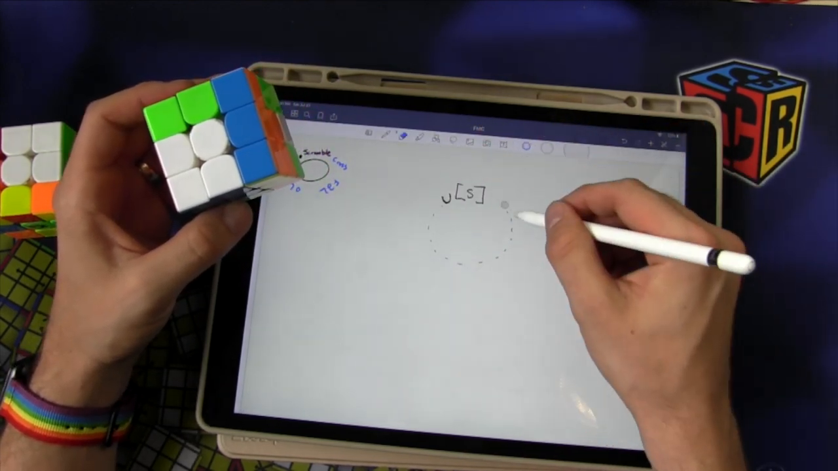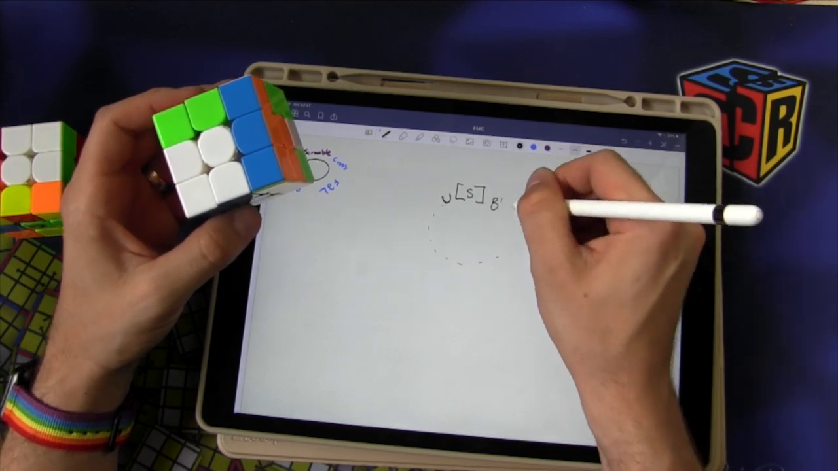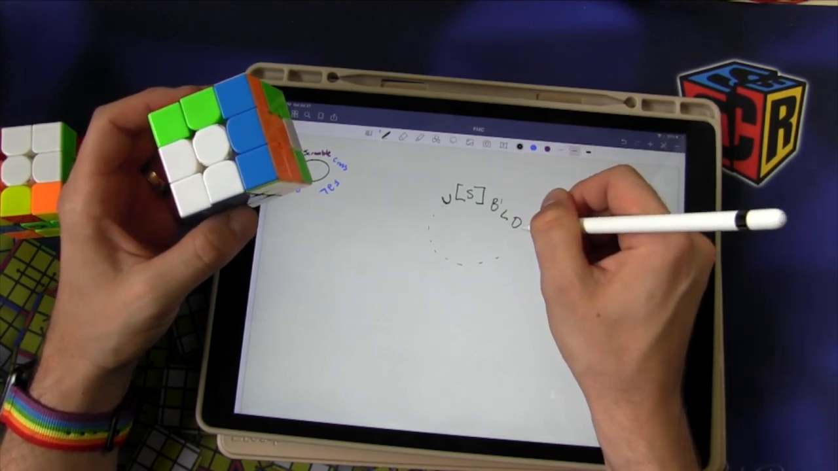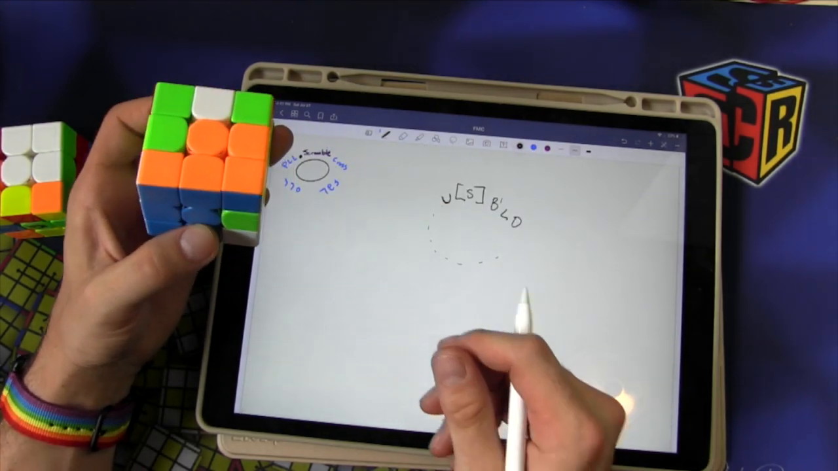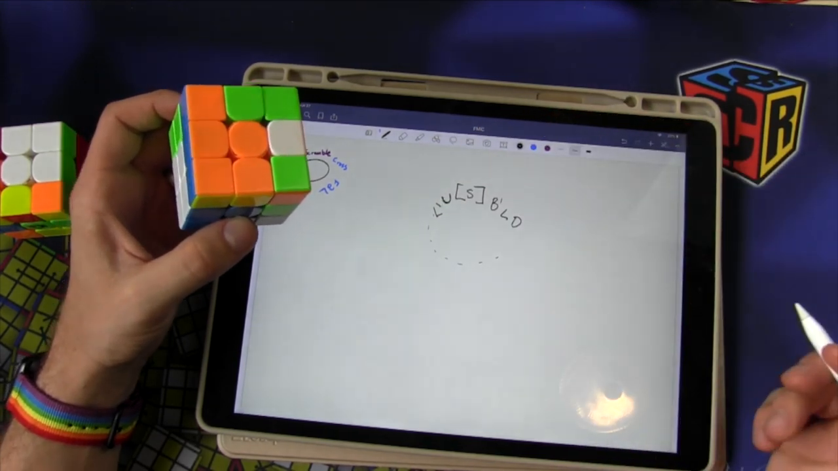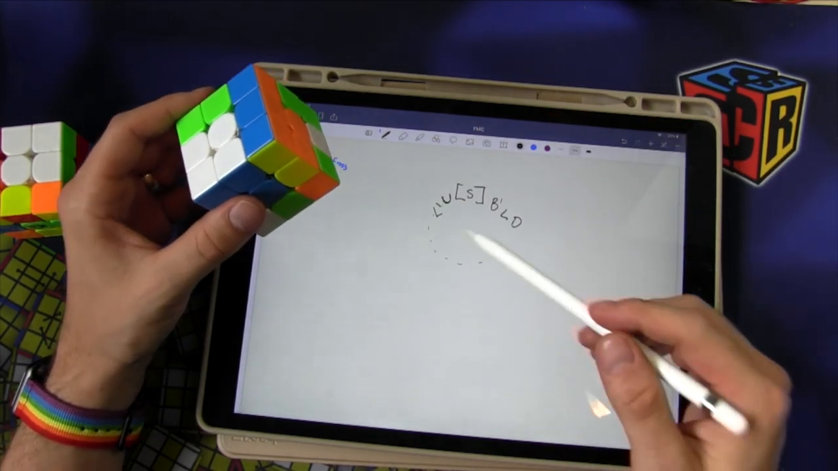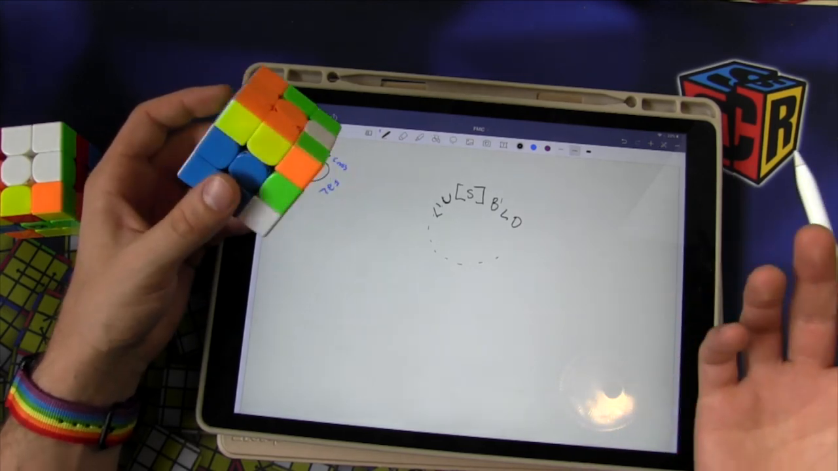Let's say that this right here is B prime L D. And then the move that's going to solve this is L prime. So now to make this look like a full solve, you do L prime U, the scramble, those moves, and you'll have a full 2x2x3.